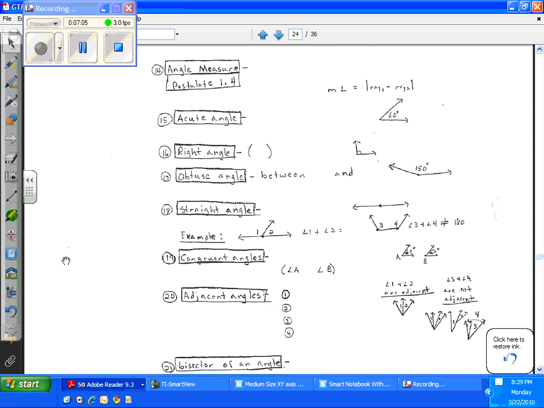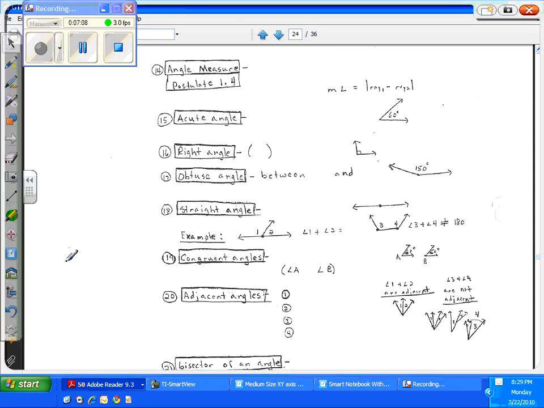All right. Now we're going to get into specific types of angles based on the size of that angle. An acute angle is an angle whose measure is less than 90 degrees, and so we could say between 0 degrees and 90 degrees. Now, when we say between 0 and 90, it does not include the 0 and it does not include the 90. And one example of an acute angle would be 60 degrees.